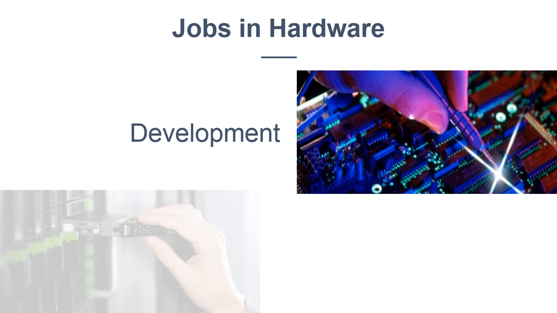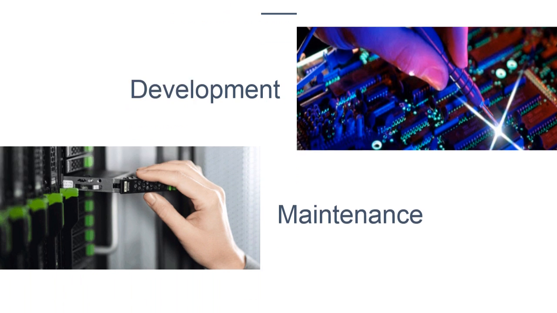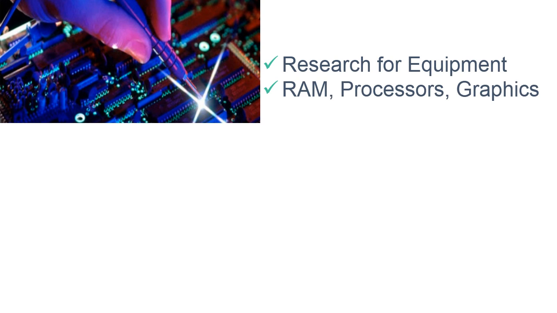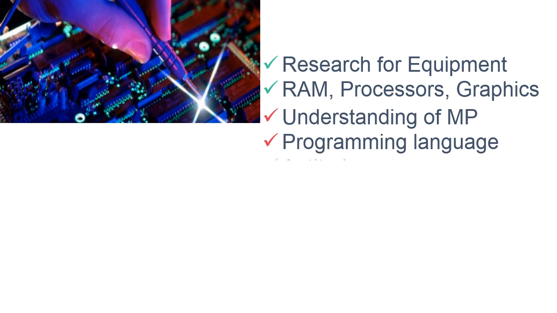Hardware jobs are divided into two categories: hardware development and hardware maintenance. Hardware development is research for developing better and faster equipment like processors, RAM, graphics cards, etc. This job profile requires a better understanding of microprocessors and programming languages with good aptitude. Some major companies are Intel, Dell, Nvidia, IBM, Cisco, etc.